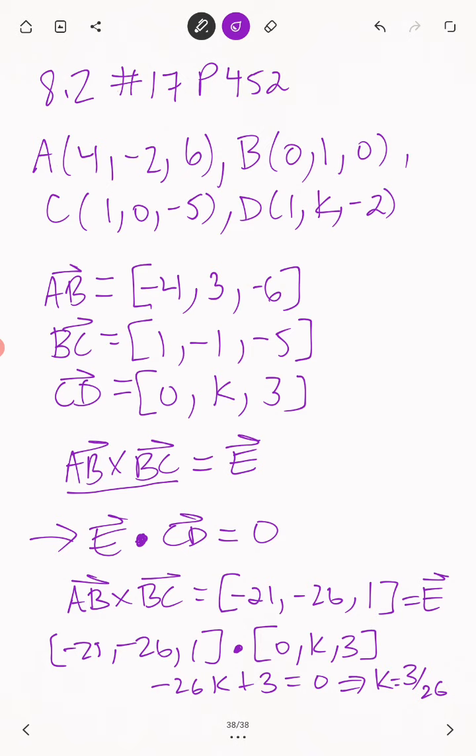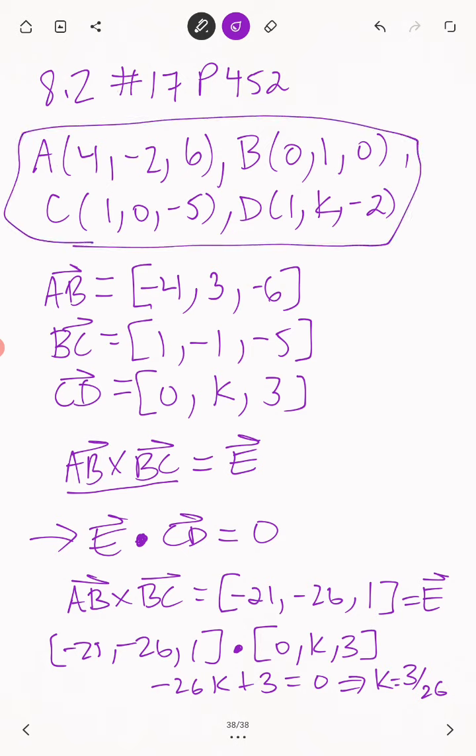So what that's telling me is that if k is 3 over 26, then all of these points, A to D, lie in the same plane and therefore define a plane, right? You could check it by putting 3 over 26 in for k in vector D, and you could find the equation of the plane using A, B, and C, for example, because we only need 3 non-collinear points. And then you could check if D is actually a point in that plane, if you wanted to do all the extra work to do so, or if you were asked to do it.